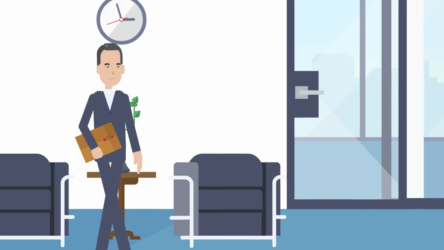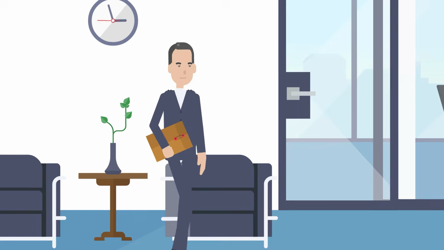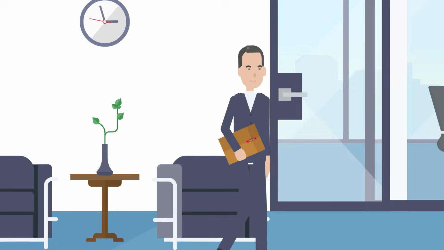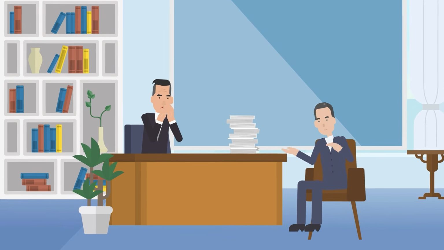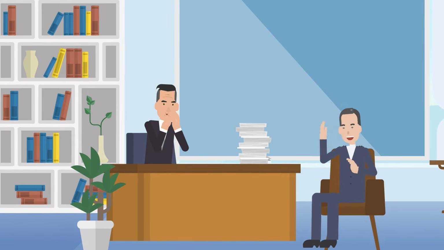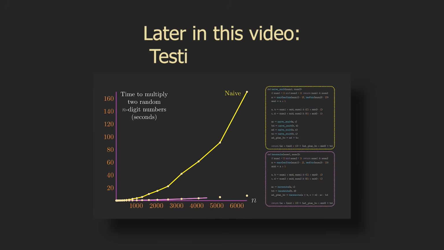Amazingly, only a week later, Karatsuba notified Kolmogorov that he had disproved the conjecture. He discovered a faster multiplication algorithm. And not only is it faster, but it's faster by orders of magnitude. So how does Karatsuba's algorithm work?